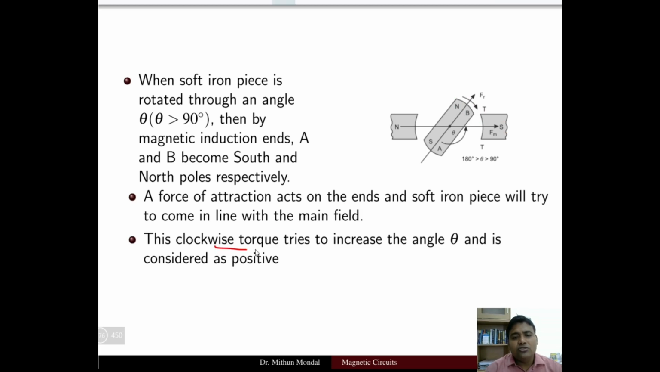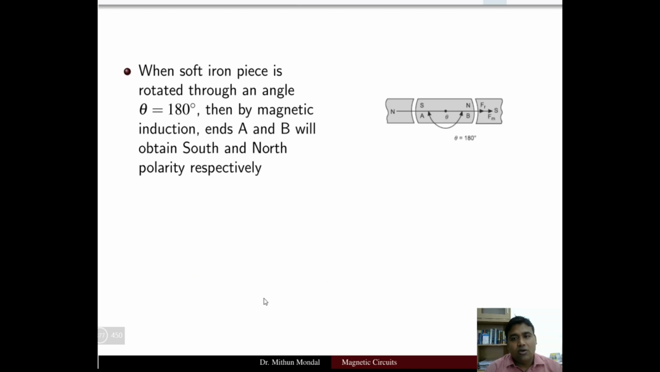The clockwise torque tries to increase the angle theta and is considered as positive. So there will be a clockwise torque. Clockwise torque will increase the angle theta and this is considered as positive. In the first case we saw that theta was negative. Here we have taken it as positive because there is a clockwise torque.